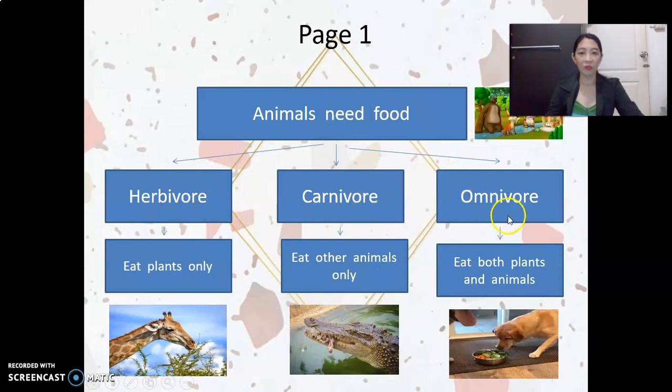So again, herbivore, carnivore, omnivore. Herbivores eat plants only. Carnivores eat other animals only. Omnivores eat both plants and animals.